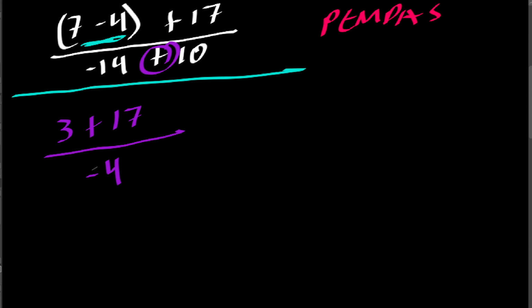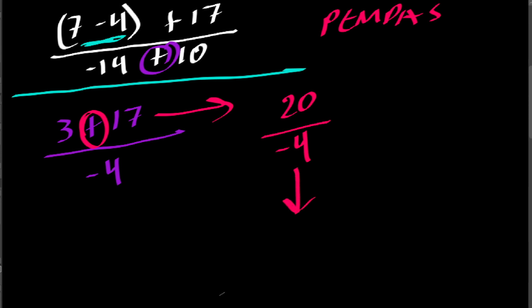Now, the bottom is essentially done. The top, however, is not done quite yet. But the good thing is we only have adding. So 3 plus 17 is going to give me 20. So this is 20 over negative 4. Now, the last step, if you have one big fraction, is to divide. And what's 20 divided by negative 4? It's going to give me negative 5. So we're finished.